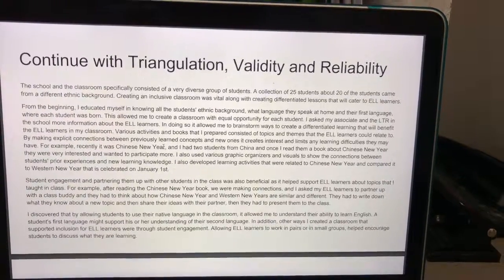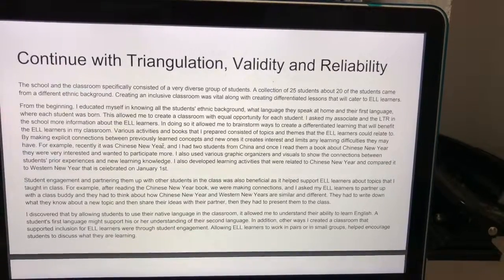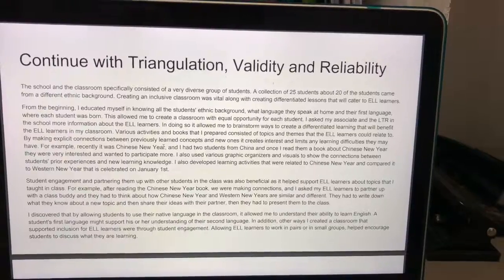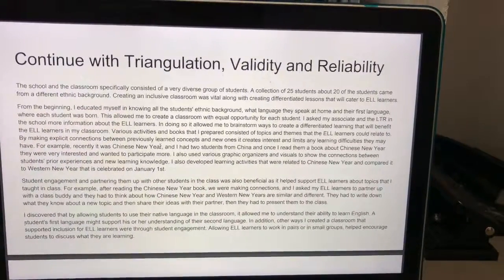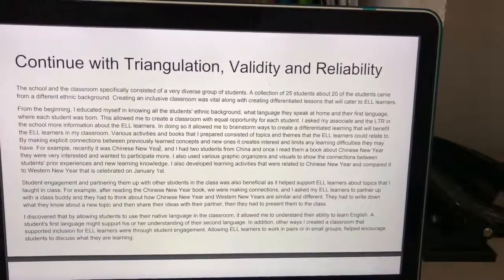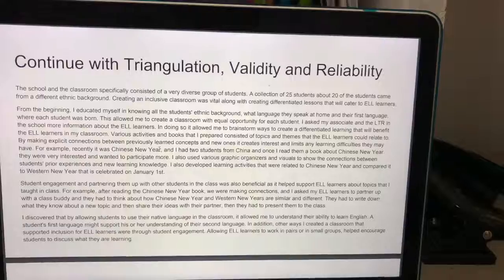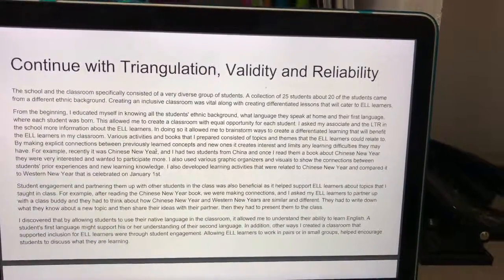Also, the various activities and books that I prepared consisted of topics and themes that the ELL learners could relate to. An example of this was recently, it was Chinese New Year, and I had 2 students from China, and once I read them the book about Chinese New Year, they became very interested, and throughout that time they participated more versus books that I read to them that were kind of unrelatable or they did not show any interest in.